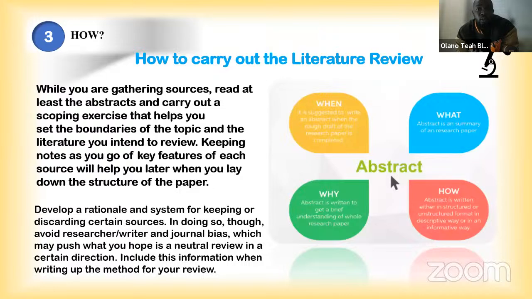It's suggested to write the abstract when the rough draft of your research paper is already completed. Why should you read it? Because the abstract is written to give a brief understanding of the entire research paper. Once somebody sees the abstract of the paper, it gives them an understanding of what that paper is actually doing. So the abstract is a summary of your entire work. When somebody wants to read your paper, they can use the abstract to better understand what this person has done. The abstract can be structured in different ways, the descriptive way or the informative way, based on the journal as well. So these are things that we also have to look out for.